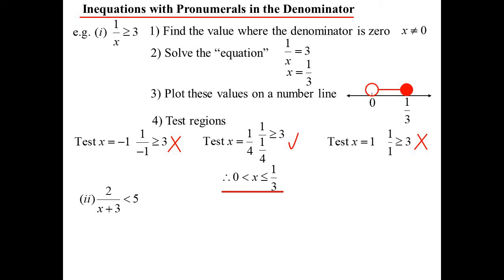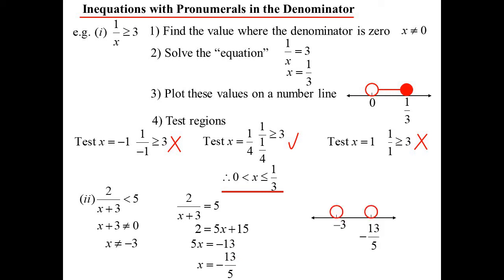So 2 on x plus 3. So what's causing me the problem? Bottom of the fraction. I know x can't equal negative 3. Now solve it like an equation, and I get x is negative 13 on 5. Plot that on the number line. In this case, both of those boundary points are not included.